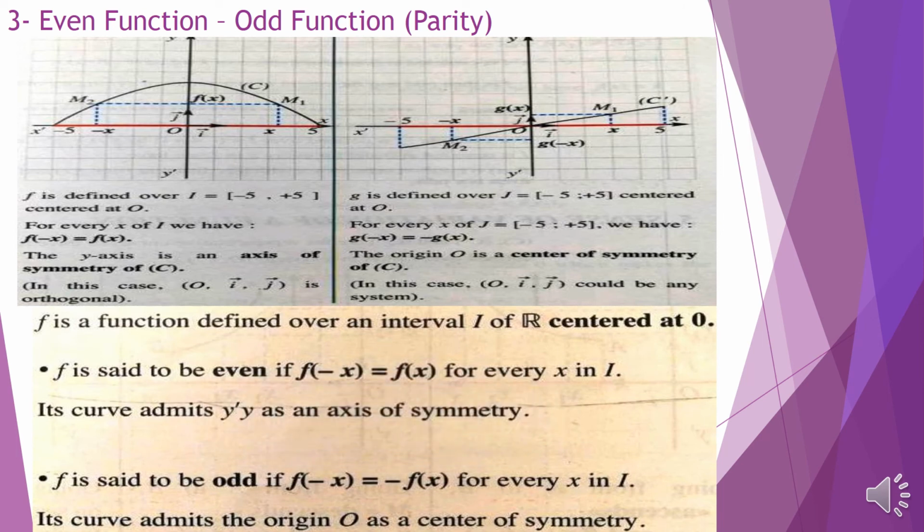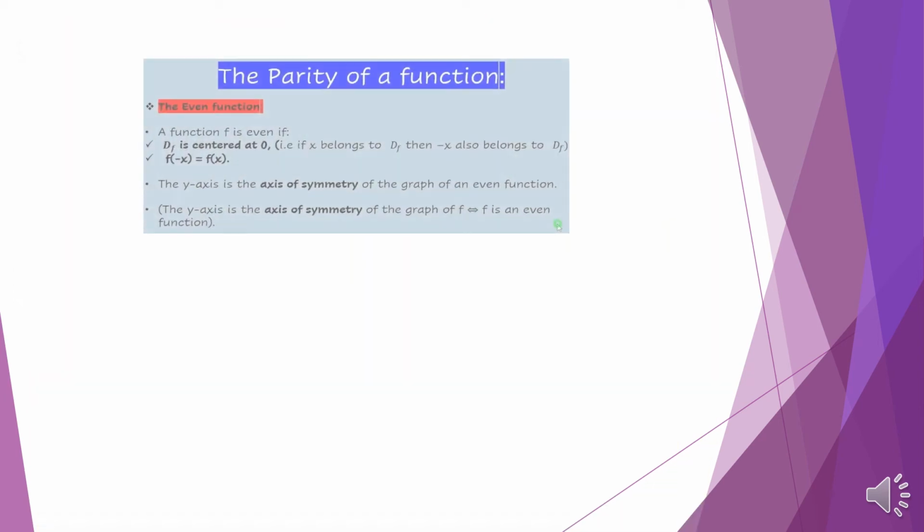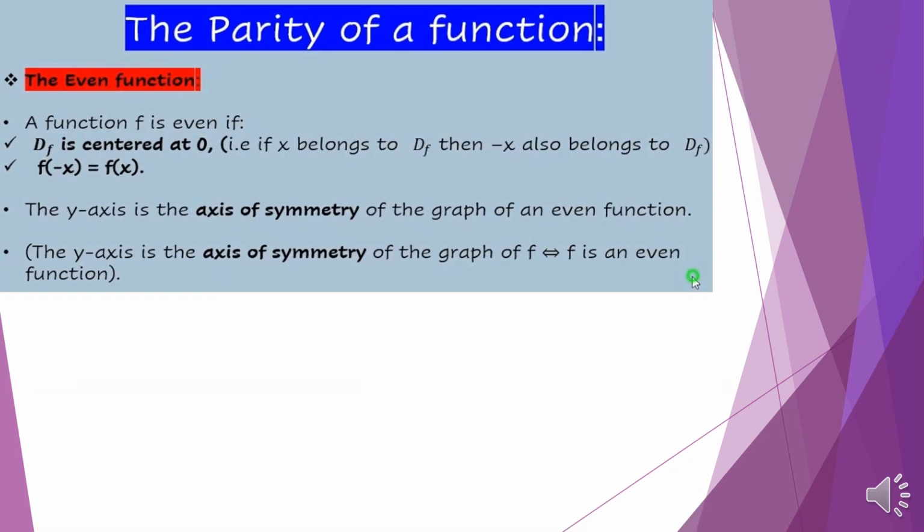F is a function defined over interval I of R centered at O. F is said to be even if f of minus x equal f of x for every x in I. Its curve admits مثل ما قلنا y axis as axis of symmetry. امتى بتكون odd؟ لما بتكون f of minus x equal minus f of x for every x in I، و its curve لازم يكون admits origin O as center of symmetry. الملخص: the parity of a function.